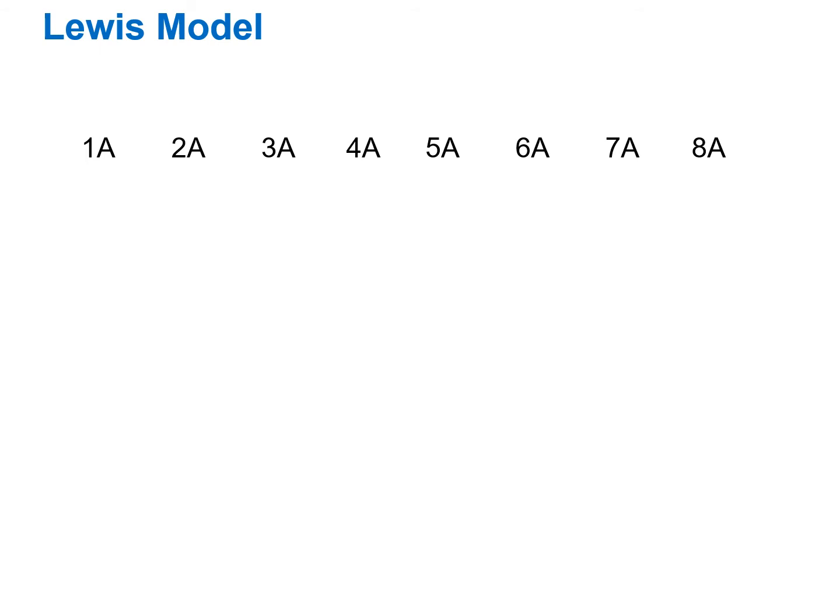So elements that live somewhere between 1A and 8A. Let's start with hydrogen. Hydrogen has one proton, one neutron, one electron, and that one electron lives in the only orbital that it has, which would be its valence orbital. So we would give it one dot.